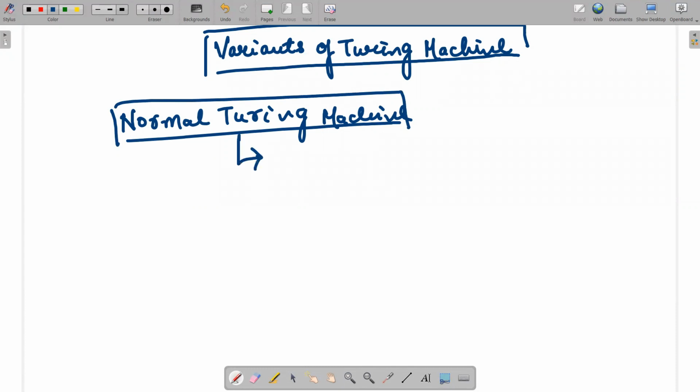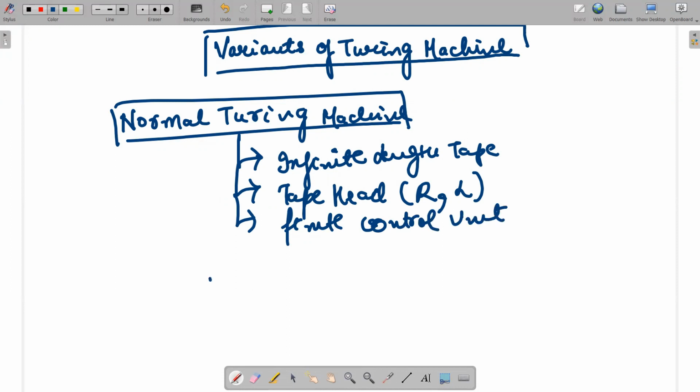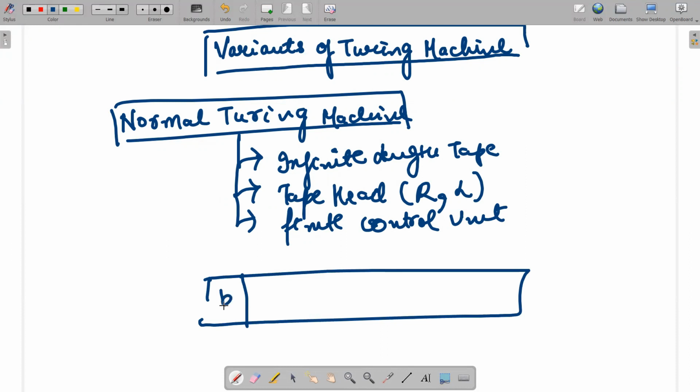So the normal Turing machine had an infinite length tape, right? Then it had a tape head which is pointing in various directions, whether we are moving in the right direction or in the left direction. And obviously it had a finite control unit. We had a two-way infinite tape, and apart from that we had various blank symbols.